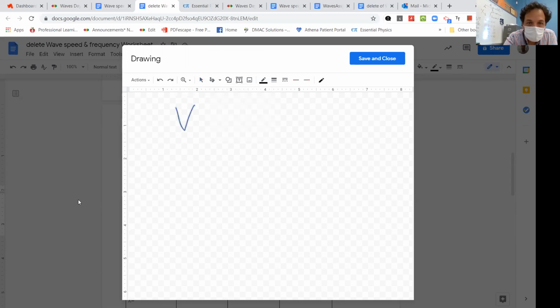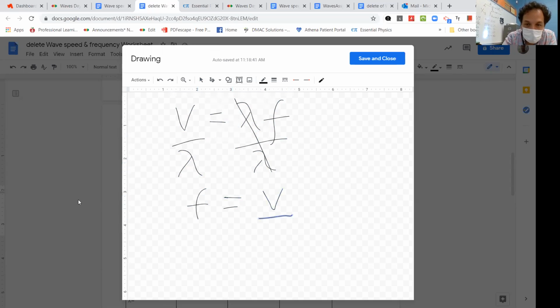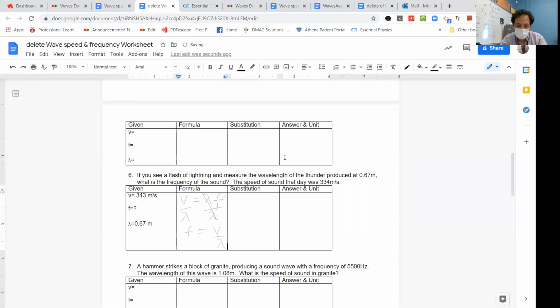So we've got the old formula for velocity. Velocity equals lambda times frequency. So this one we want to solve for f, right? Because we know v, we know lambda. So all I have to do is divide by lambda, lambdas cancel. So frequency is equal to velocity divided by lambda. And then it's a frequency, so the units of frequency are in hertz.